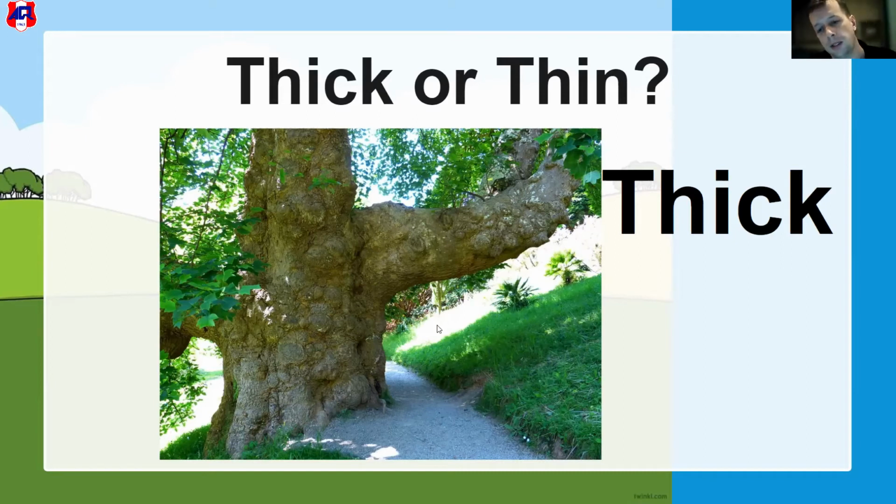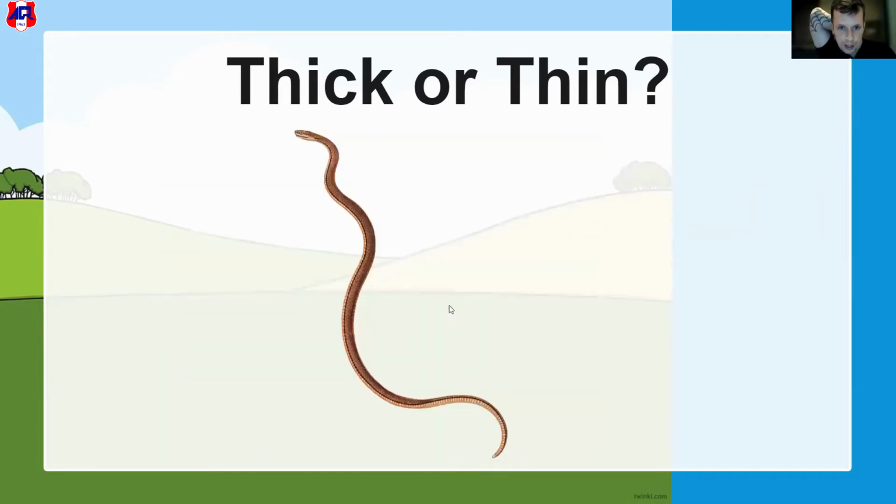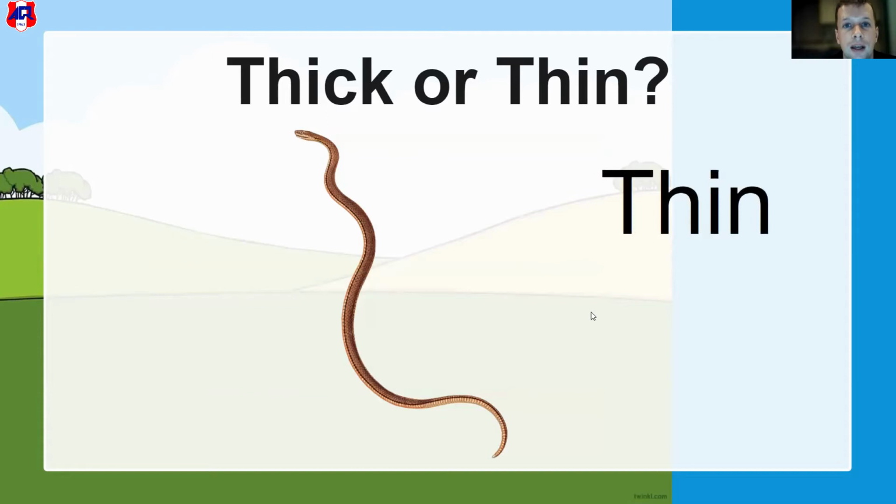Okay, let's go to the next one. Oh, what's that? It's a snake, right? Yes, it's a snake. Do you think this snake is thick or thin? Is it a thick snake or is it a thin snake? Very good. It's a thin snake. Can you say it's a thin snake? Very good.